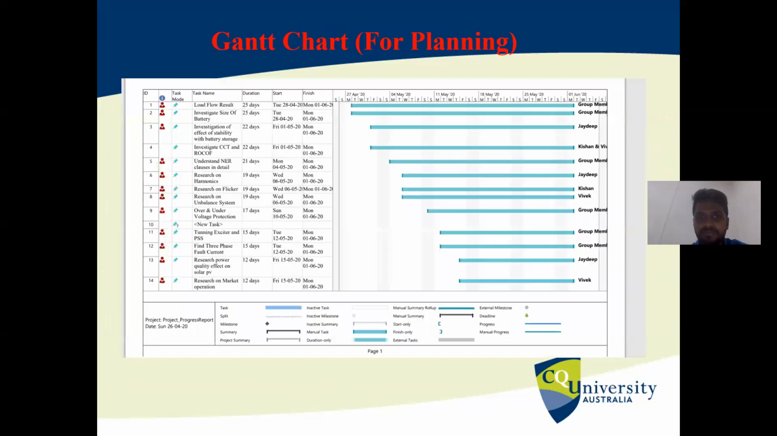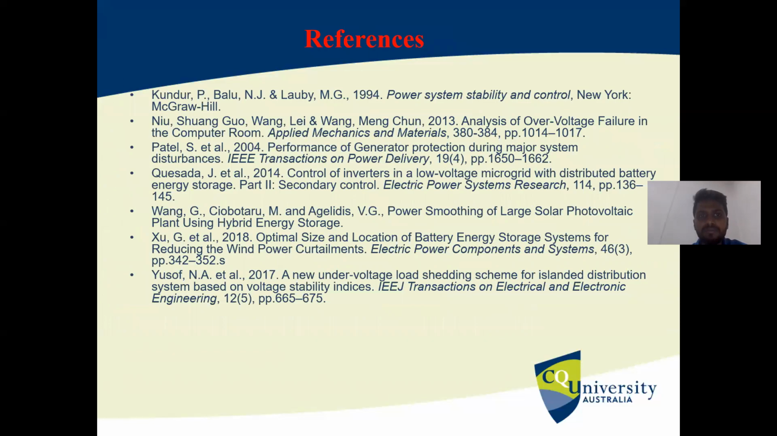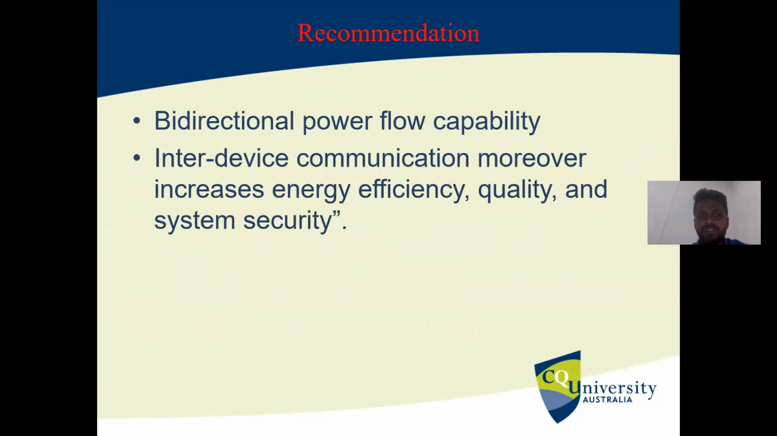Next slide, please. This is the Gantt chart. It is the planning of the project from day one till date. Next slide. These are the references which I have taken to complete our project. And there are two different recommendations which I would tell you. One is bi-directional flow capability because there are two generation systems, and the second one is increasing the efficiency, quality and security maintenance of the system to meet the load demand for the customers. Thank you.